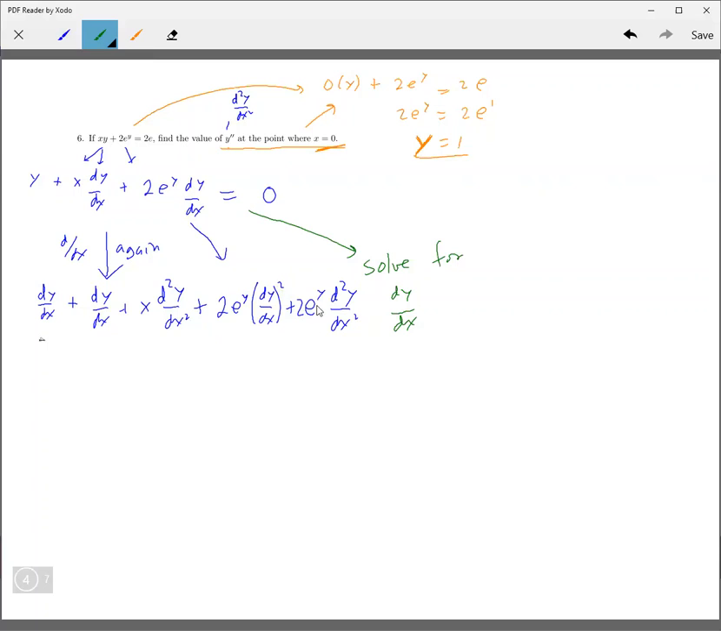Okay, so I'm just going to get down to that point. Now over here, I'm going to solve for dy/dx. I'm going to factor dy/dx out of that right there. The y I took out to the other side. I factored dy/dx out of these two terms, x plus 2e^y, and then divide by this.